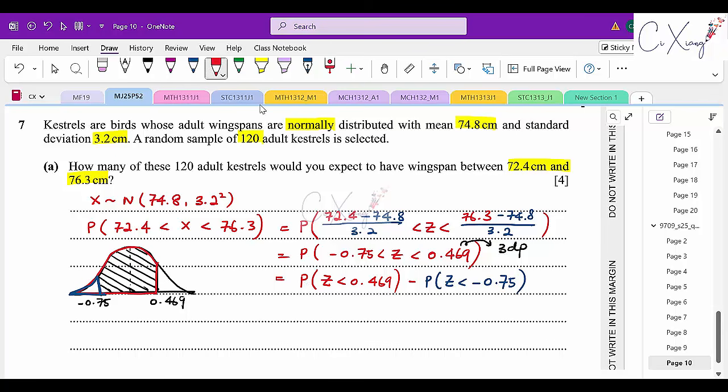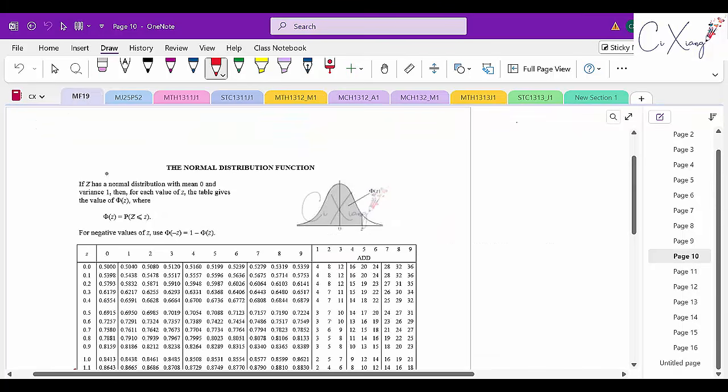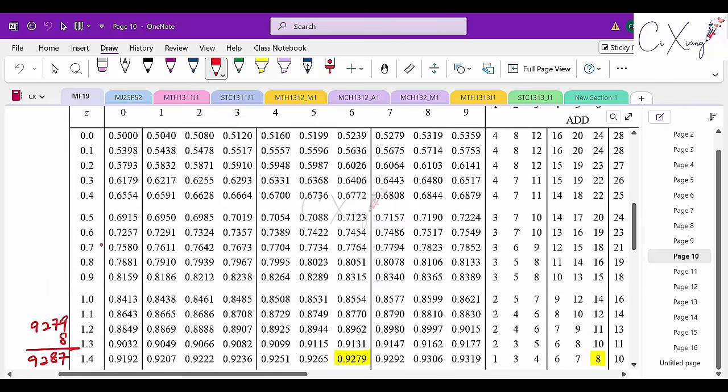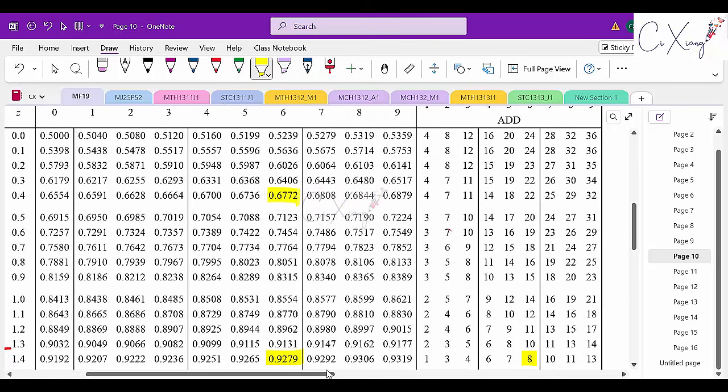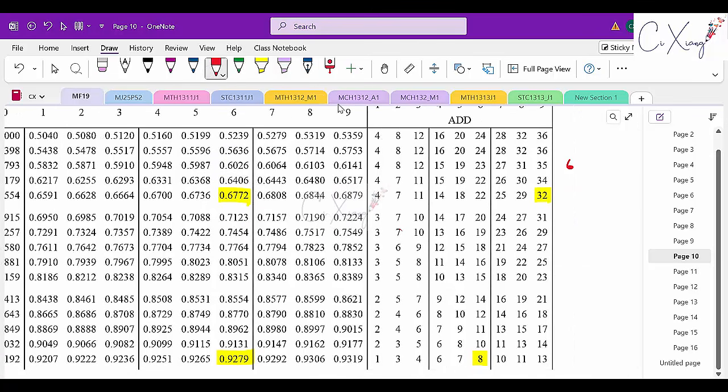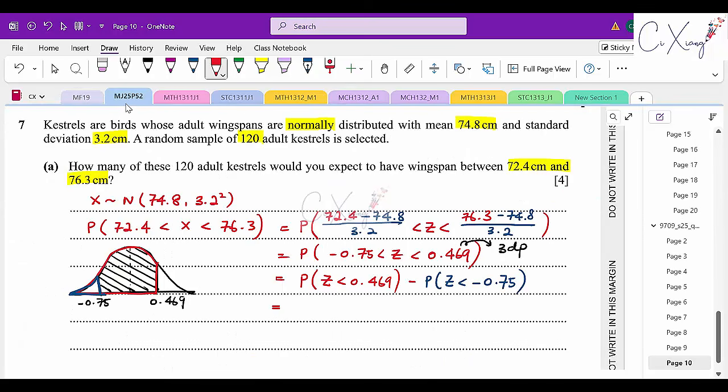Alright, after that, I can start finding out the area from the table. Z smaller than 0.469. So go to the table looking for 0.46, is this one. Then 9 is the last value here, right? So you take 6772 plus 32. Plus 32, so you see you will get 6804. Okay? And go back to our calculation. This area is 0.6804.